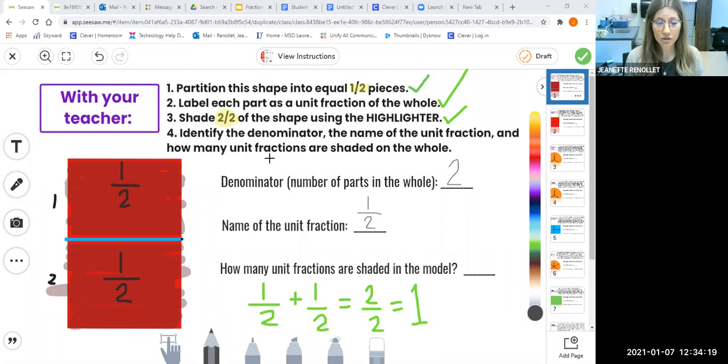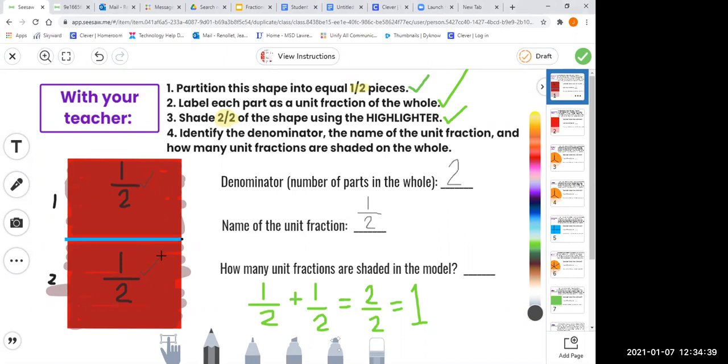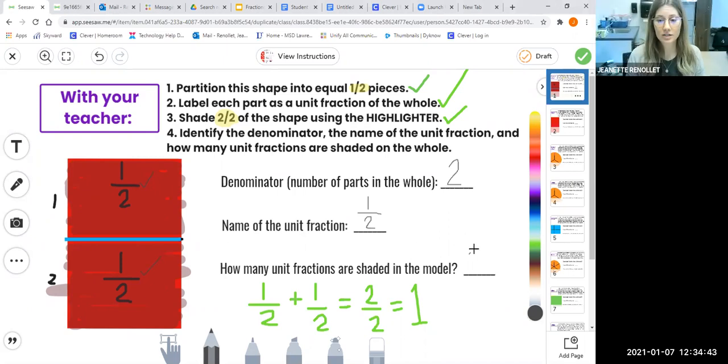Our last question asks, how many unit fractions are shaded in the model? So I'm going to count the unit fractions that I shaded with the highlighter. I shaded 1/2 and a second 1/2. I shaded 2 unit fractions.